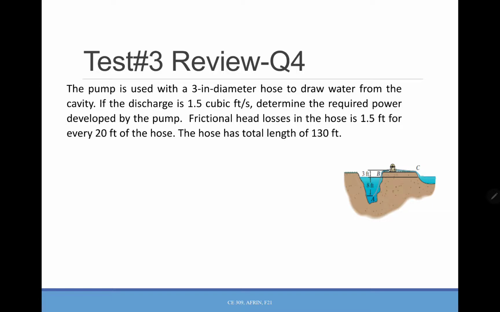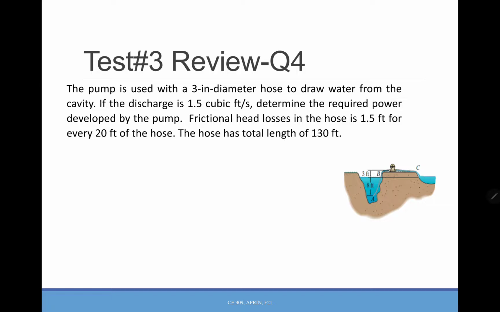Okay, so question number 4. Here a pump is used with a 3-inch diameter hose to draw the water from the cavity. If the discharge is 1.5 cubic feet per second, determine the required power developed by the pump. Frictional head losses in the hose is 1.5 feet for every 20 feet of the hose. The hose has a total length of 130 feet.